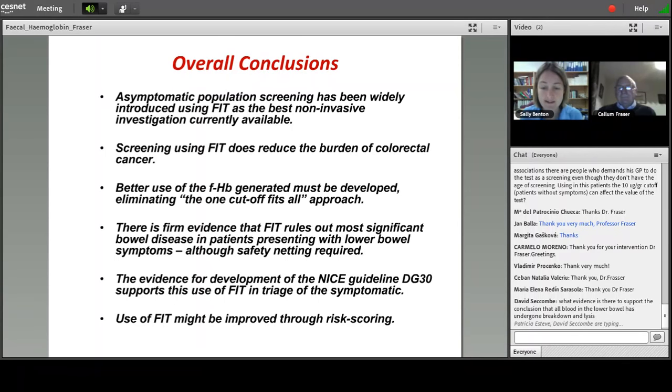I guess it's opening floodgates, isn't it? That's the problem. And the appropriateness of testing.